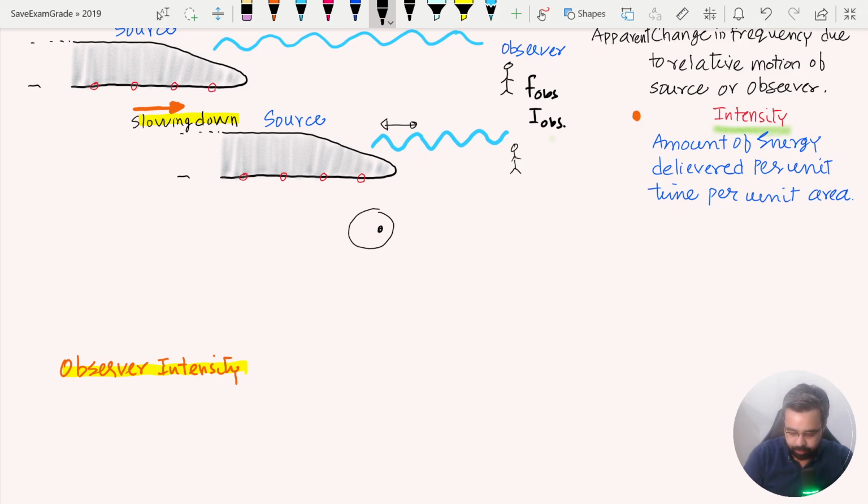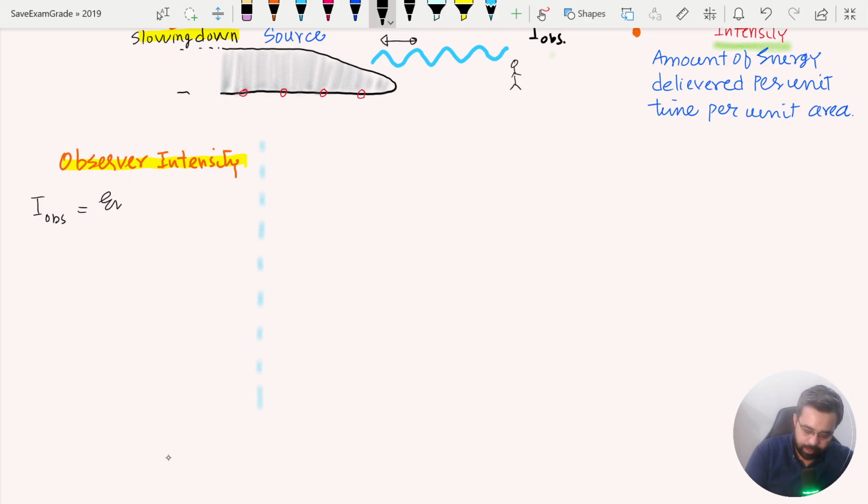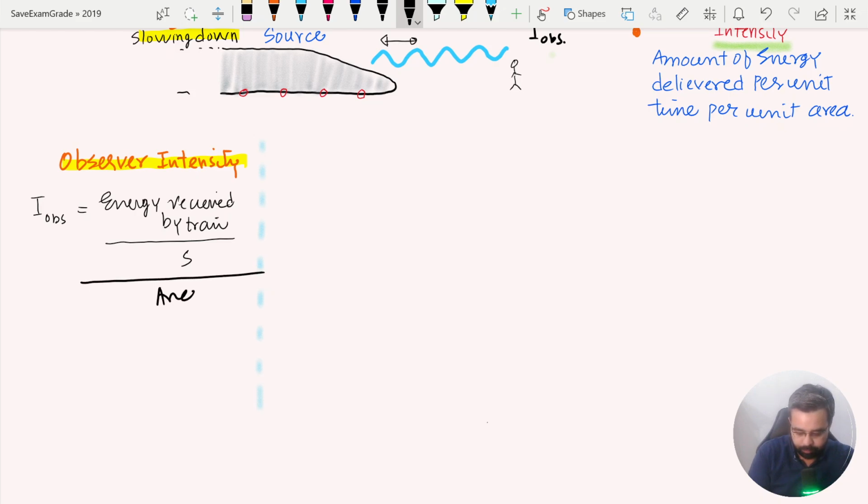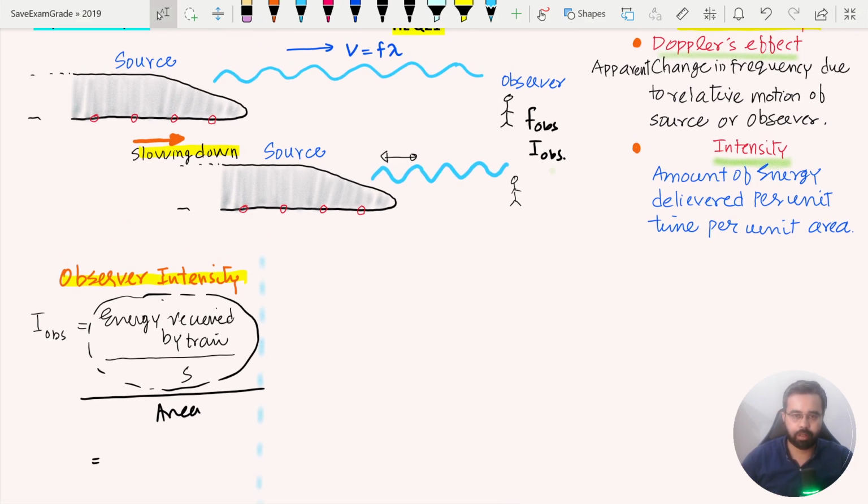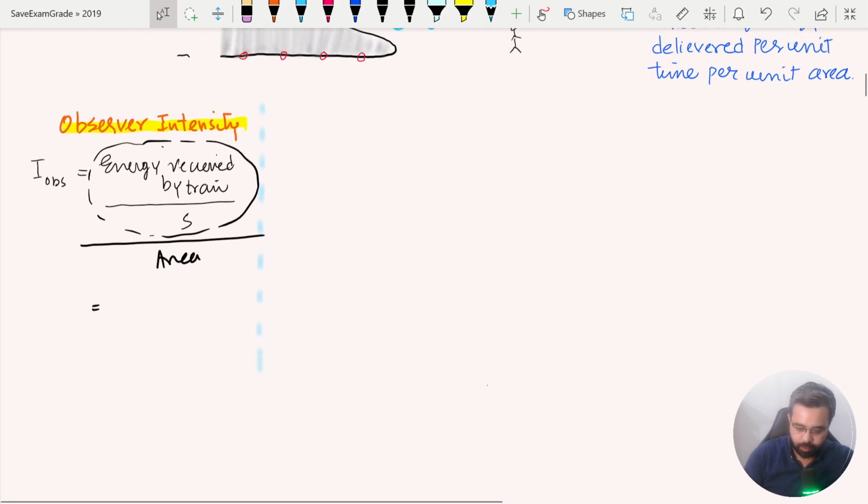And why have we shown this contracted wavelength? Because when the source moves towards the observer, the wavefronts are compressed on one end, and the distance between any two wavefronts is equal to the wavelength, which you see decreases. The observer's intensity is the energy received per second per unit area, which is basically power divided by area. As the train moves towards the observer, more and more energy is received every second, so we can conclude that the intensity is increasing.